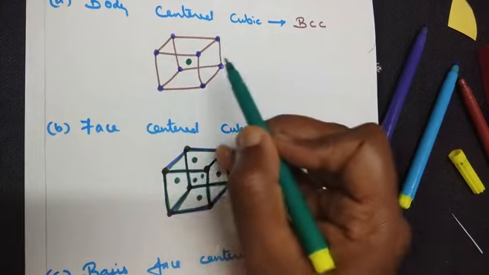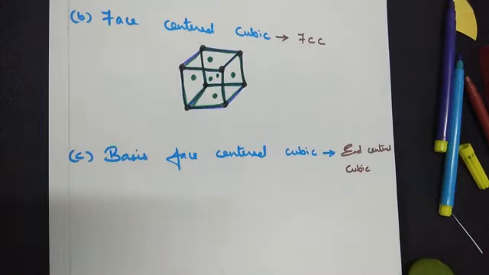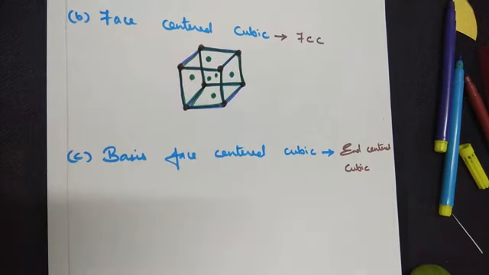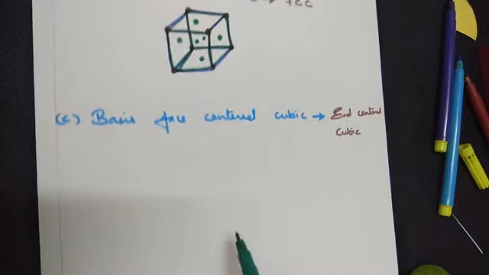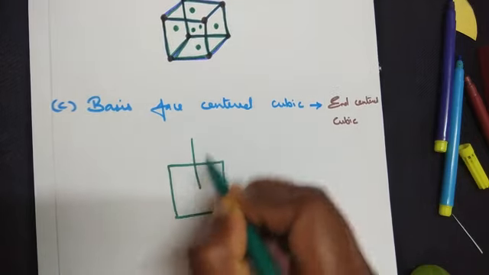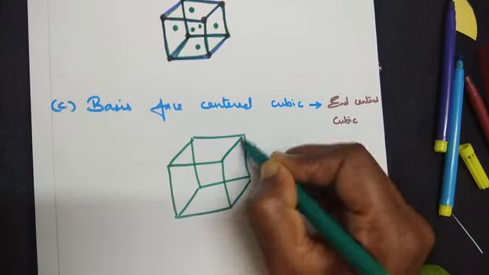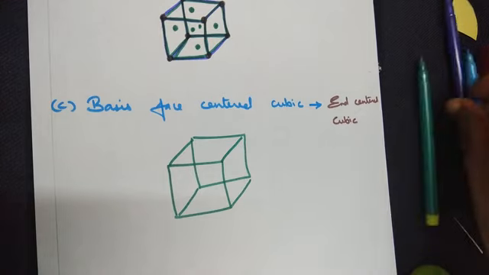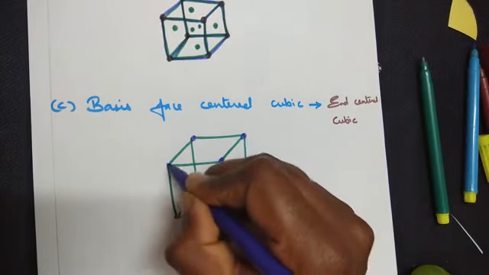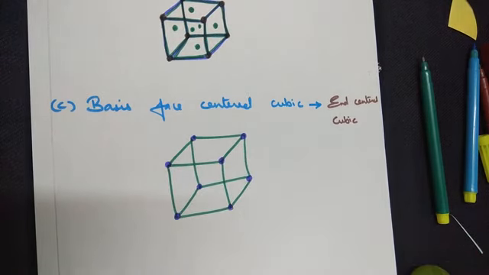Body centered, when we say, how many additional lattice points will be there? Only 1. Moving on to the last category, that is basis face centered cubic or end centered cubic. It's a very simple one. All we have to remember here is, once again, draw the structure of a unit cell in the form of a cube. How many corners are present? 8 corners are there. So all 8 corners will be occupied by the particle.